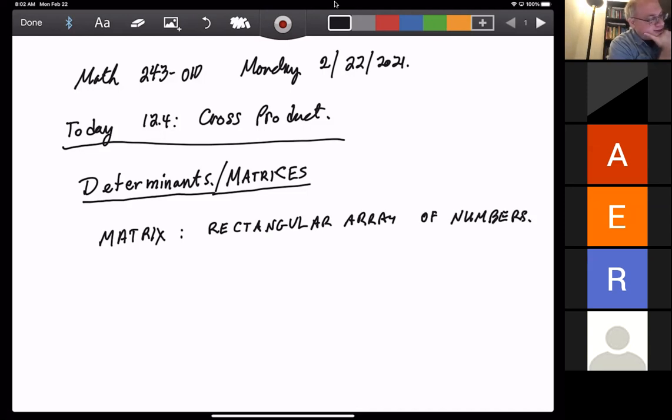And a determinant is a function that takes a matrix, a rectangular array of numbers, and gives you one number out, a scalar out.